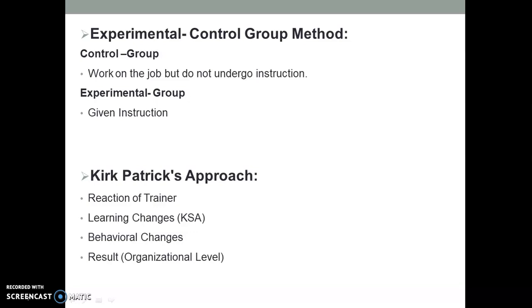The last dimension is result. When we look at result, it is seen from the organizational dimension. It looks at how much development, how much growth, how much outcome for the overall organization this training has provided, this training has contributed.